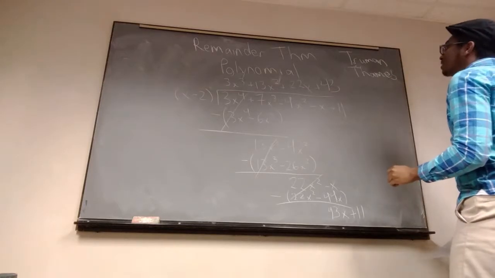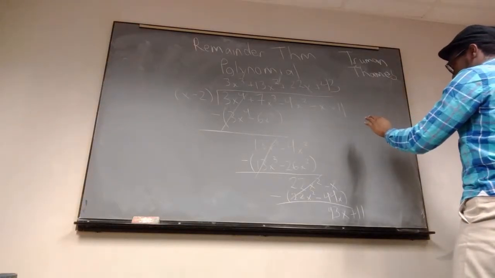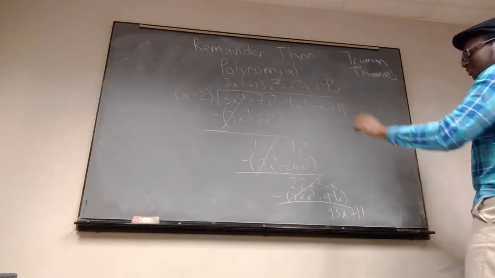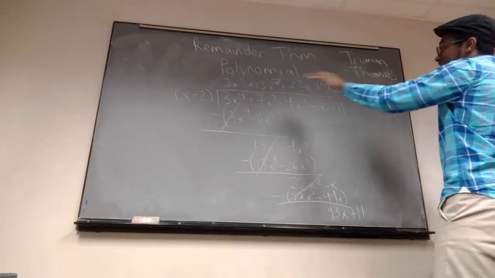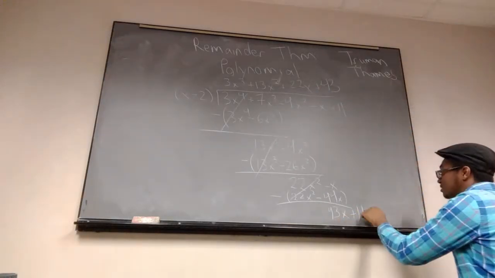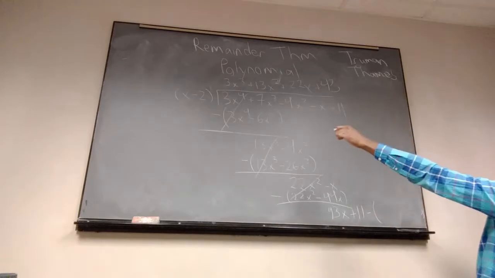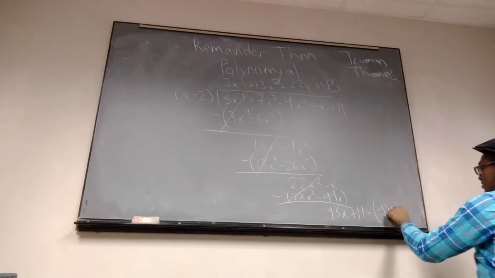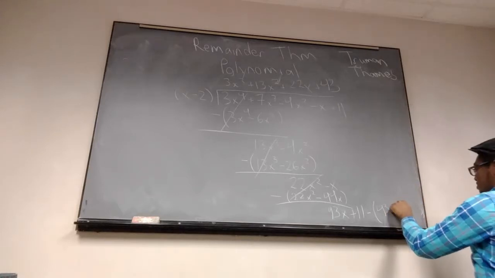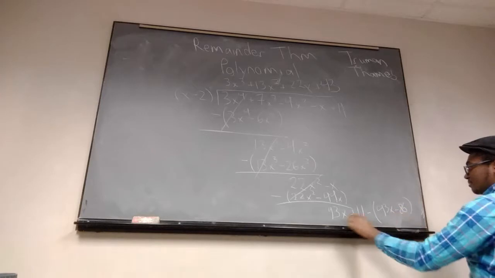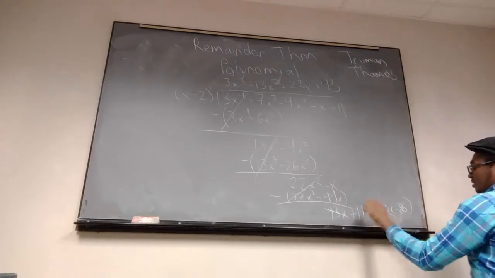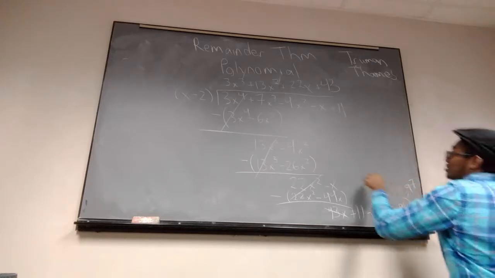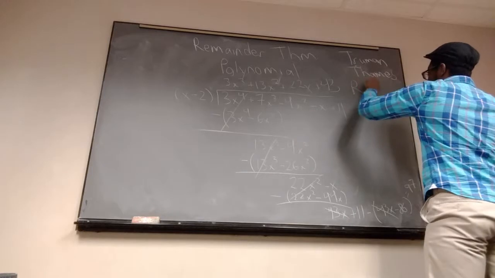Now, is that right? Have I done something wrong? Oh, no, yes, I just haven't continued the process. Minus 43 times x minus 2, 43x, minus 2 times 43 is 86. These cancel out. Plus 11 minus minus 86 is going to be 97. So our remainder is going to be 97.